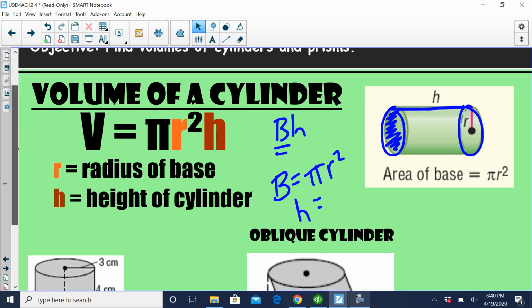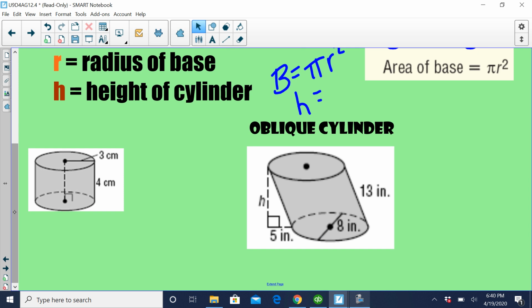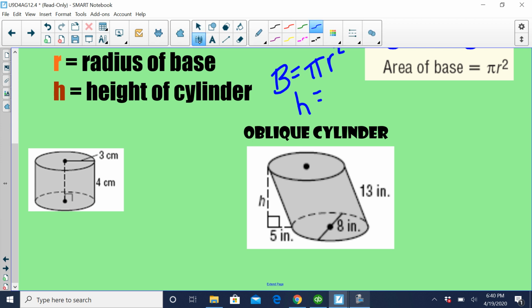One other piece that you might see on your assignment is they're going to have figures that are called oblique figures. Okay, oops, I lost my pen. Sorry about that, guys. Okay, so oblique just means that the bases are not lined up directly on top of each other. So like this one, you can see this base and this base are a little off center from each other. So when they show me a measurement like this, that's technically not my height. That would be called the slant height. I would still need to calculate to find this height over here.